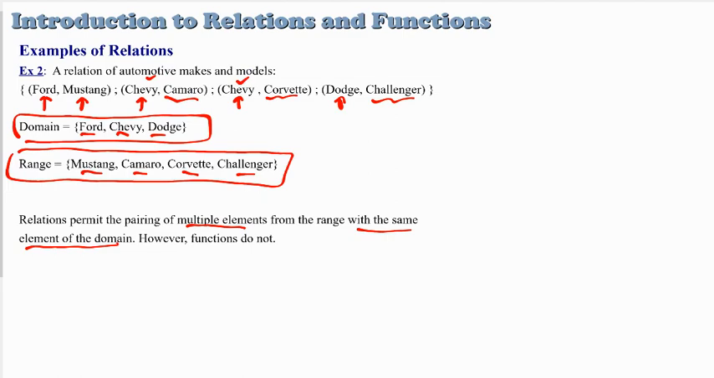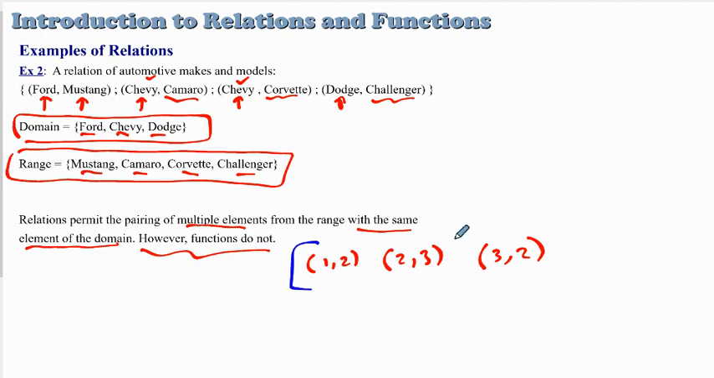This is not permitted for functions. Functions can only have one domain to one range and not the same domain connected to many different ranges. So, for example, I can have 1, 2, and I can have 2, 3, and I can have, let's say, 3, 2. This would be an example of a function because the first values are all different.